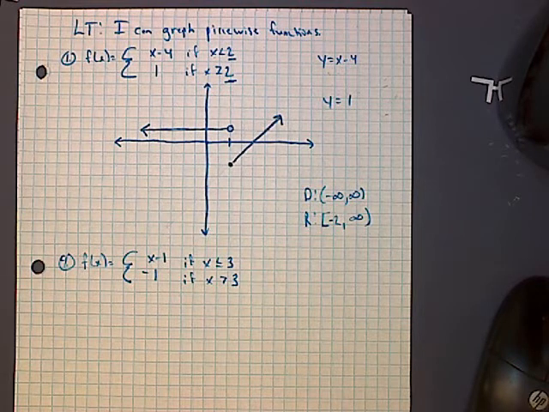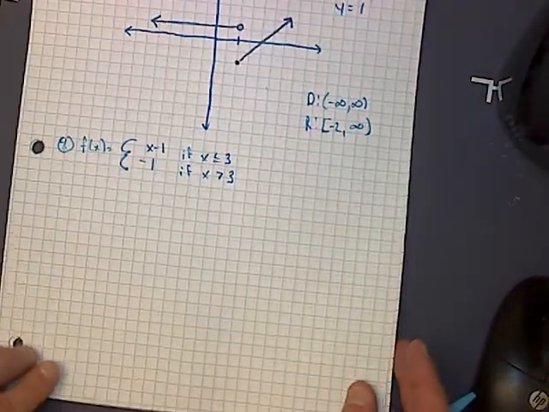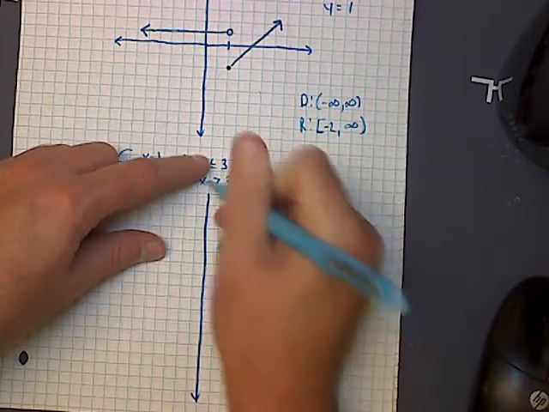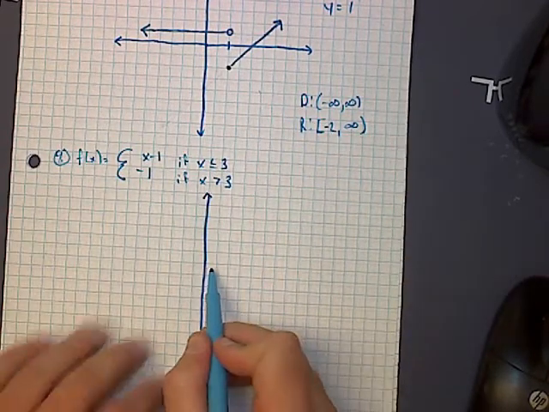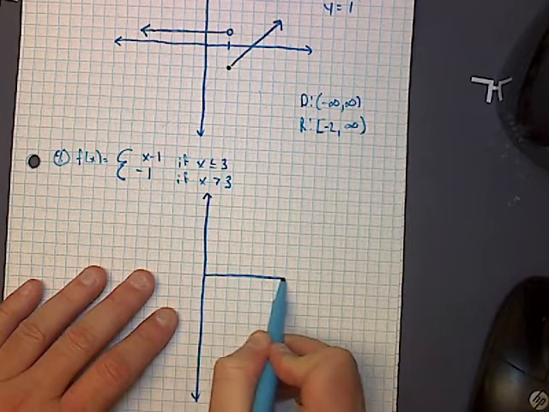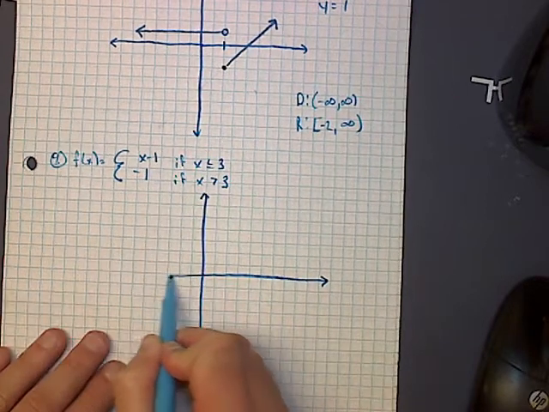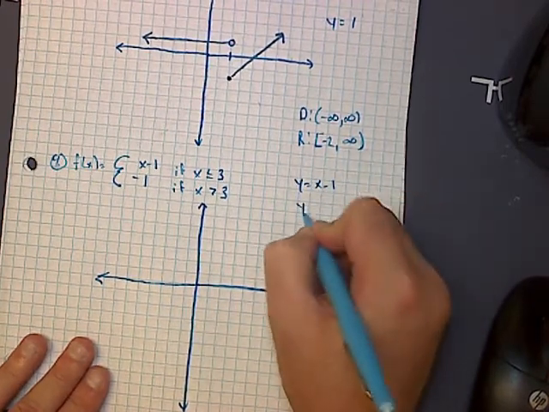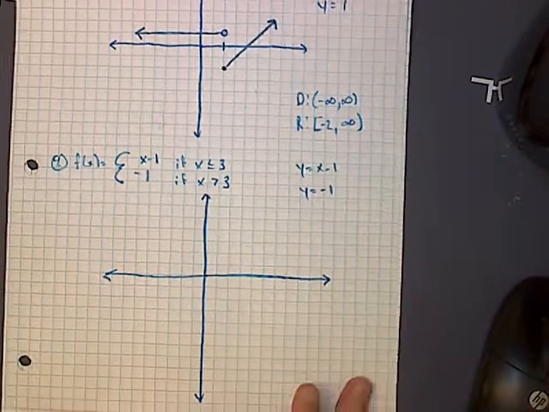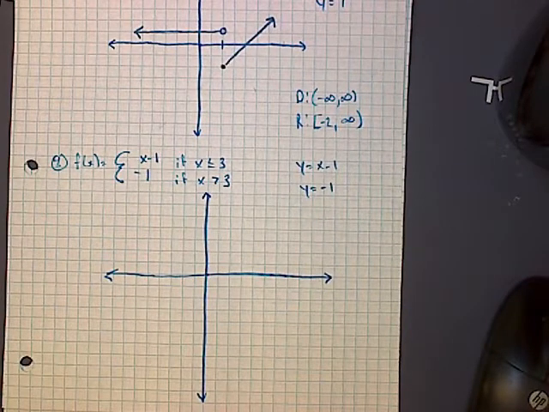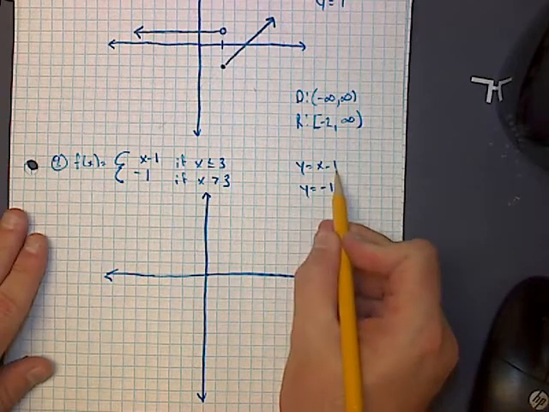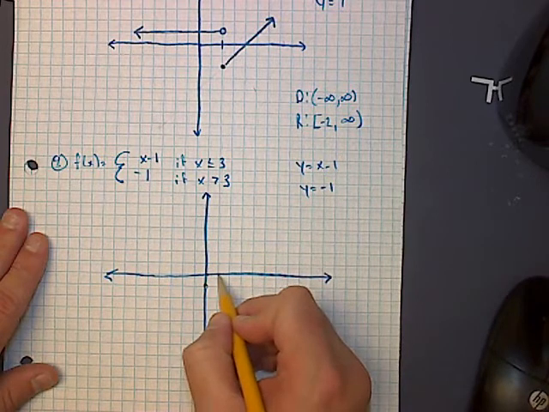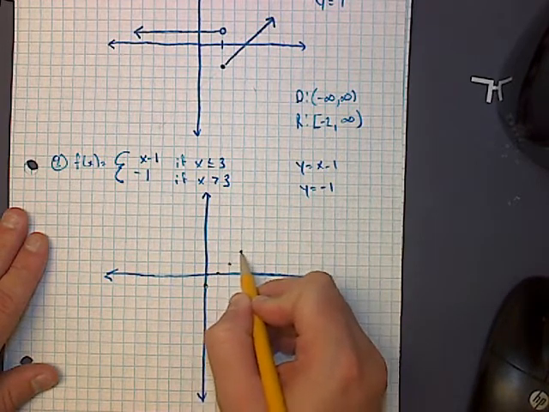All right, number 4. Looking at my two functions, I'm going to graph y equals x minus 1 and y equals -1. Okay? They're both linear. I'm going to go to -1, my y-intercept. Slope is positive. Up 1 over 1. Up 1 over 1. Make sure you get enough points to be a healthy line.